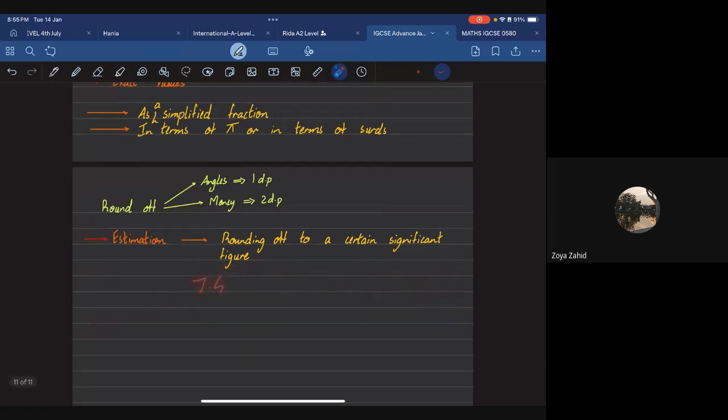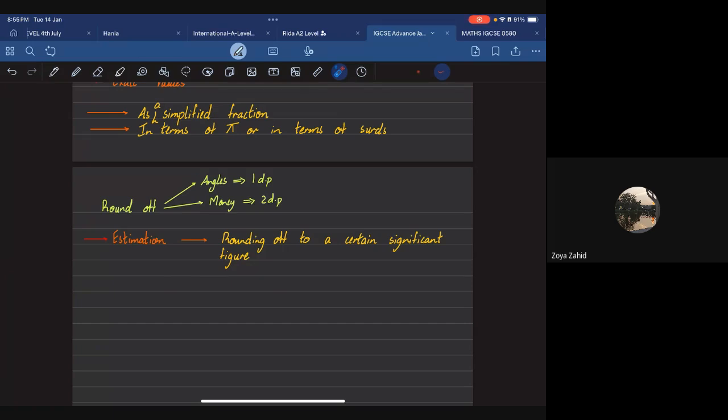Rounding off in this scenario could have been different, like, 7.4 and 8.2. If you were both rounding it off to the nearest 10, then it would have just been 10 times 10. And the answer would have been 100. Whereas the answer I got from estimation was 56. So with estimation, you can clearly see that it gives you a much closer answer as compared to rounding off.